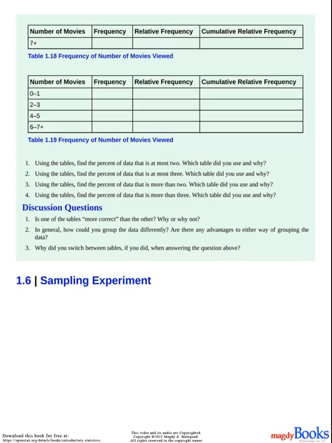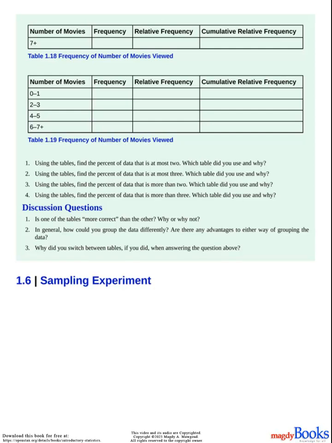1. Using the tables, find the percent of data that is at most 2. Which table did you use and why? 2. Using the tables, find the percent of data that is at most 3. Which table did you use and why?